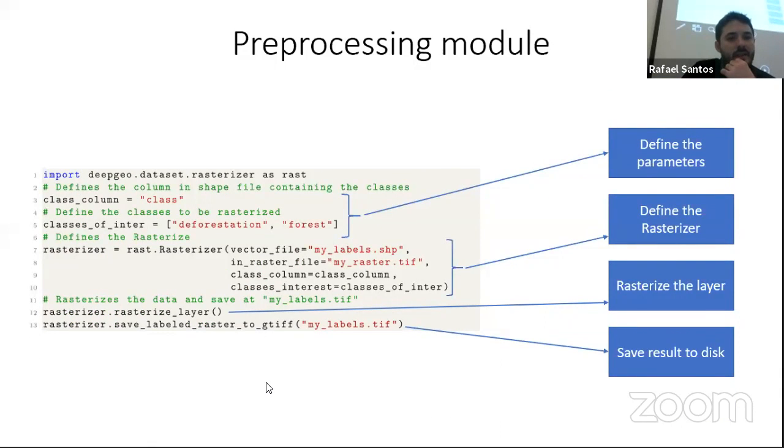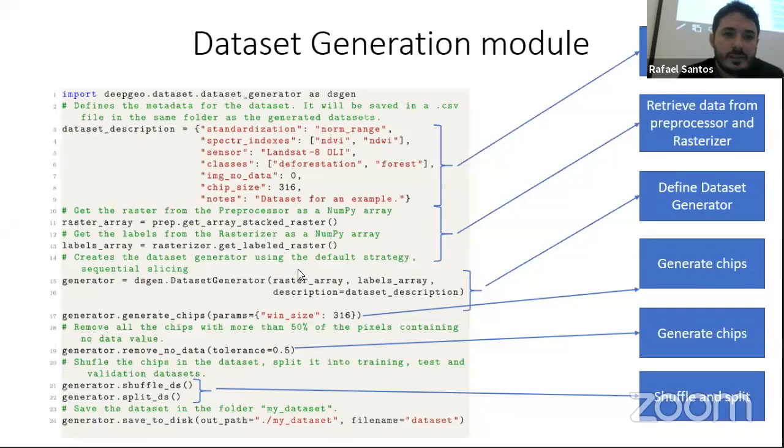And then we have another example of the rasterizer. Basically from line 7 above, we are defining parameters, and in basically 3 lines of code, you can rasterize your layer and save it to the disk.